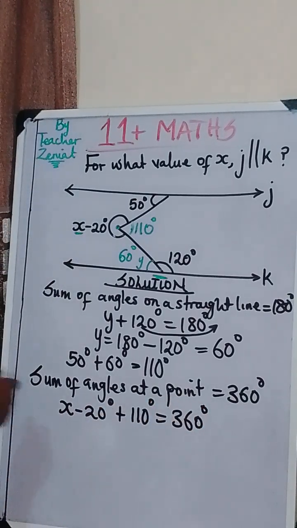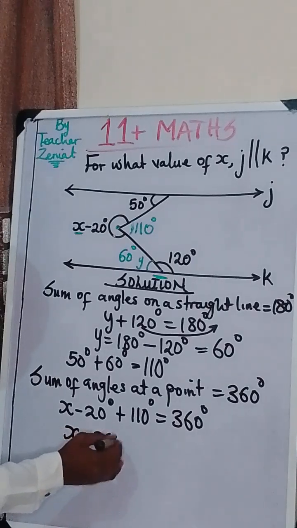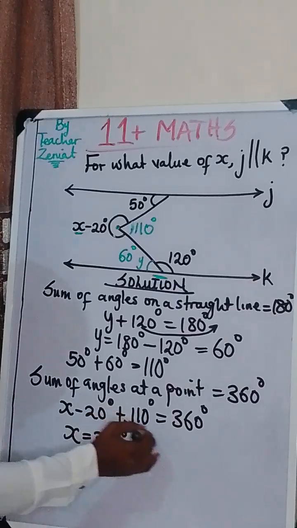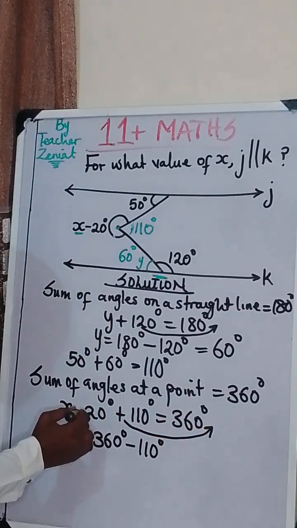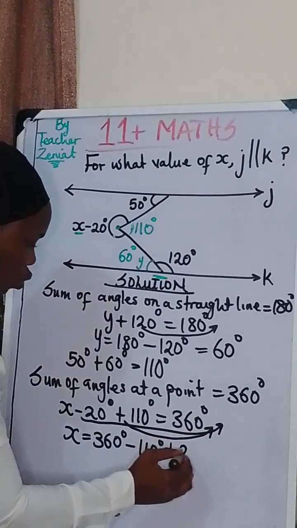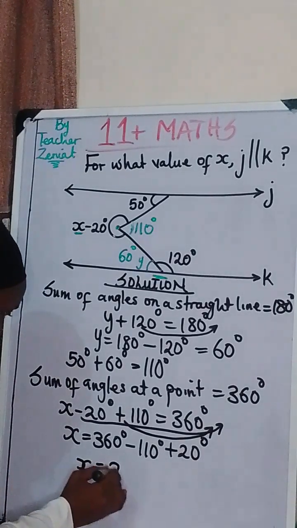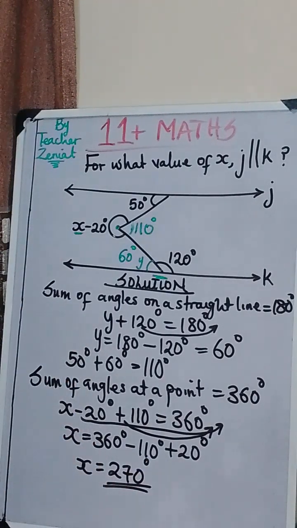Okay, now let's remove x so that we have x is equal to 360 degrees. Our plus 110 will go and change to minus 110 degrees. Our minus 20 will go and change to plus 20 degrees. So when we work that out, we will have x to be equal to 270 degrees. So our x here is 270 degrees.